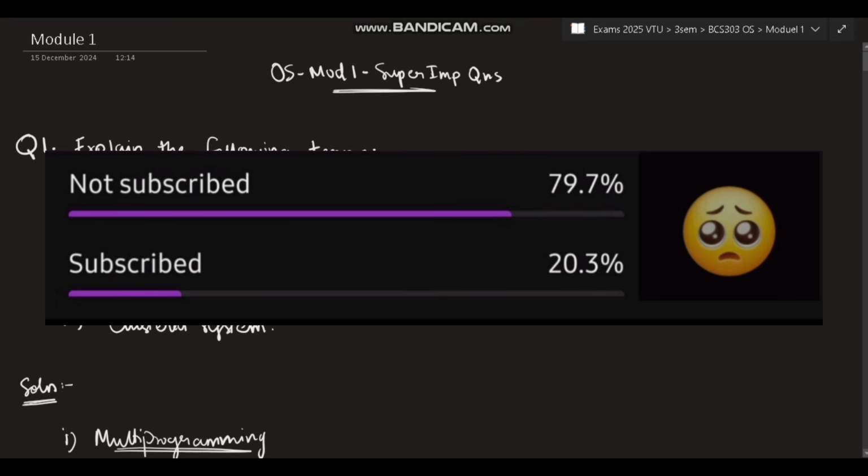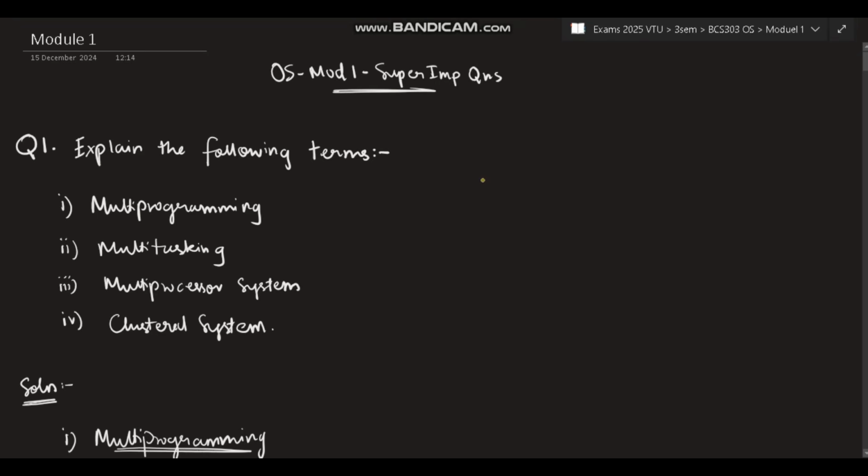So without wasting any more time, let's get started. I'll be telling you all the key points you need to remember from the exam point of view. Okay, so the first question is: explain the following terms. There are four terms given to us. The first is multi-programming, second is multitasking, third one is multiprocessor system, and fourth one is clustered systems.